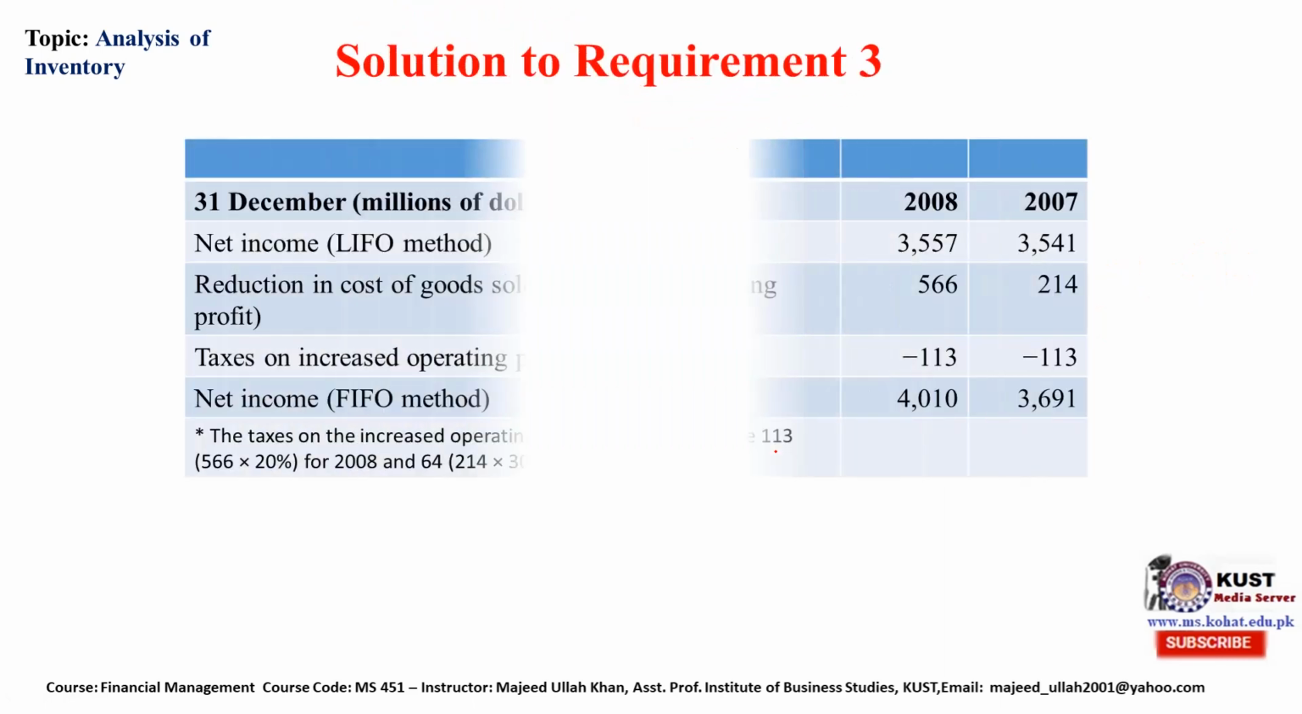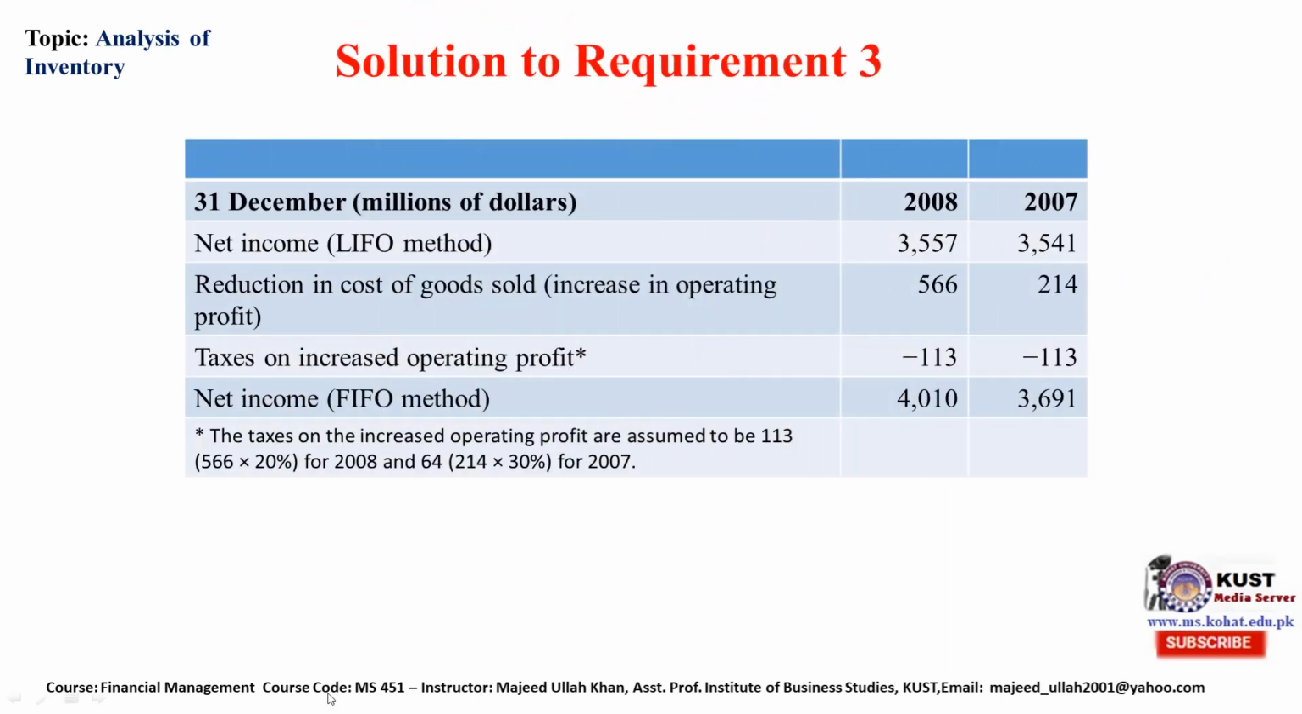Requirement number 3. What would happen to the net income? Since cost of goods sold has been reduced, net income for 2008 and 2007 will increase, as cost of goods sold has been reduced by 566 and 214. So net income will be increased by this amount.